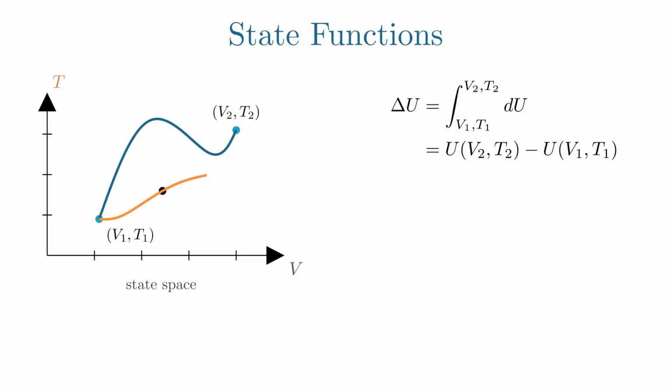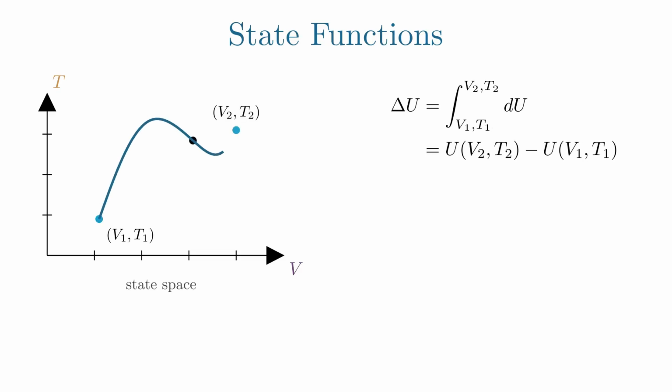The change in internal energy between an initial state V1, T1 and the final state V2, T2 is written as delta U equals the integral from V1, T1 to V2, T2 of dU, which is U of V2, T2 minus U of V1, T1. Because U is a state function, delta U depends only on the initial and final state, not the path taken between them.